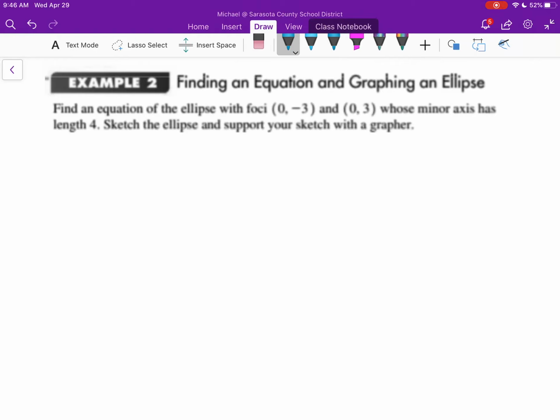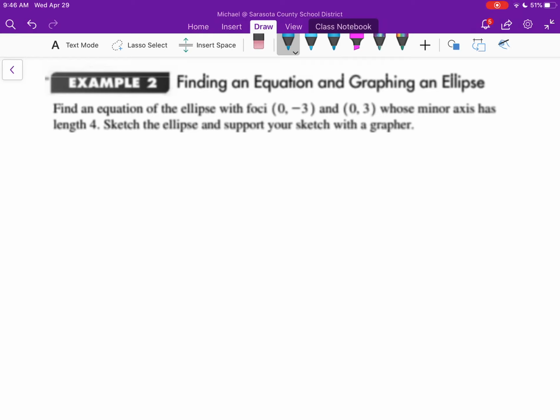But first and foremost, we are given that the foci are at (0, -3) and (0, 3), and it has a minor axis length of 4. Well, the question you first have to ask yourself is where is the center going to be? I know for a fact the center is going to be at (0, 0). Well, how could you know that?